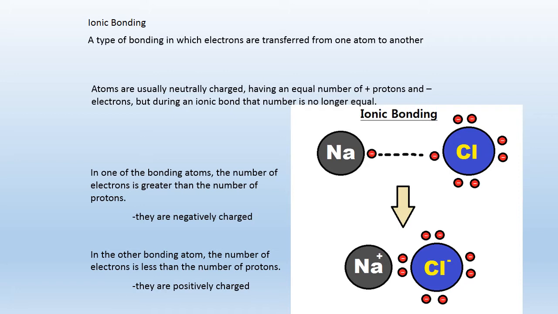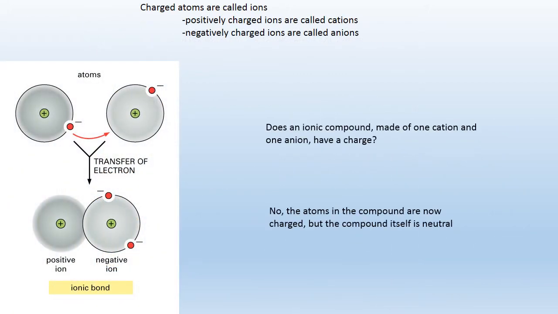One of the atoms involved lost an electron and now has more protons than electrons, so it has a positive charge and is now called a cation. The other atom now has more electrons than protons, so it has a negative charge. This atom is called an anion. Since the cation and anion are bonded together, the total number of electrons and protons in the compound are the same, making the compound neutral, but the individual atoms now have a charge.